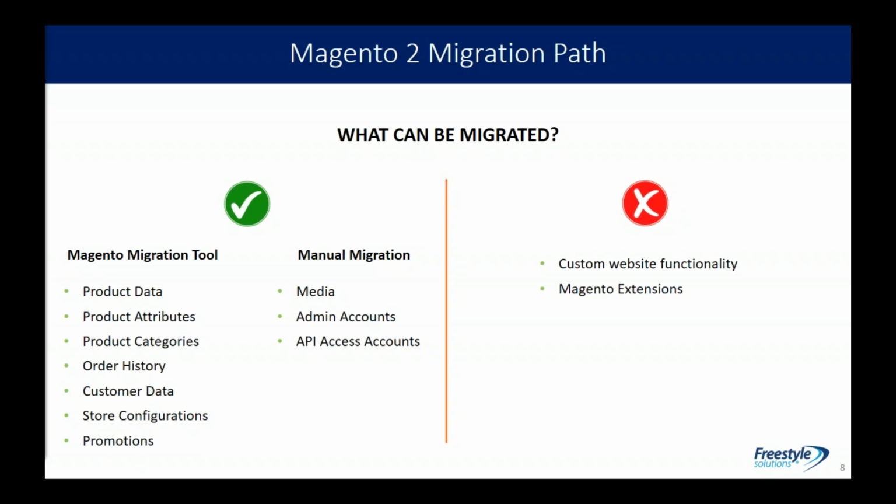Next are any Magento extensions. There are some companies that offer Magento 2 versions of the extensions, but there are some that don't, so you will have to find other extensions or have functionality custom created for some of these. And finally, the storefront design. As we talked about, the framework is different, so the entire design has to be rebuilt to work on the new Magento 2 framework.